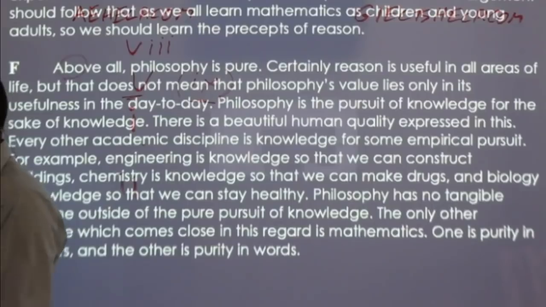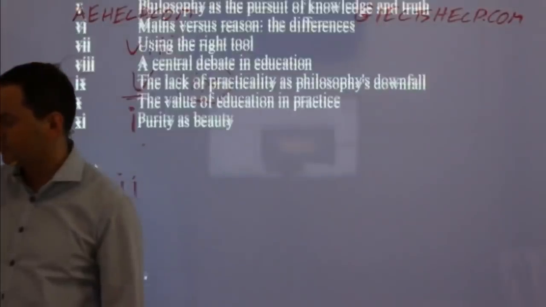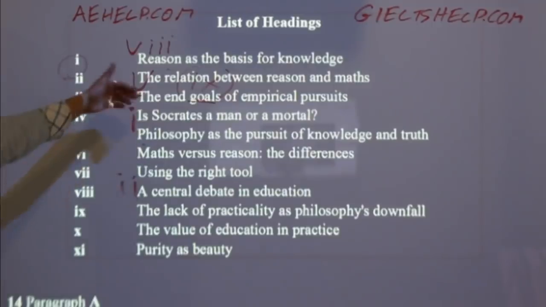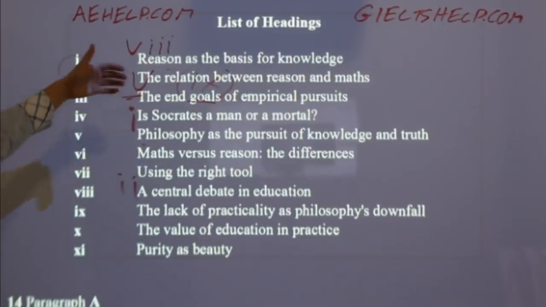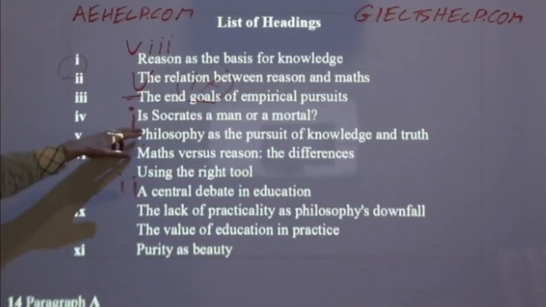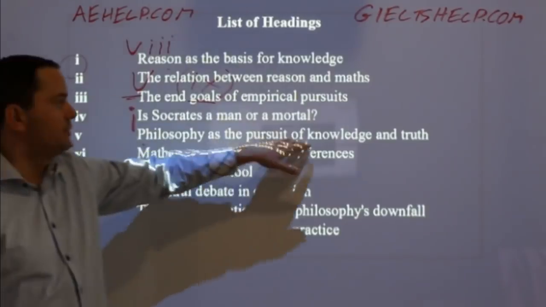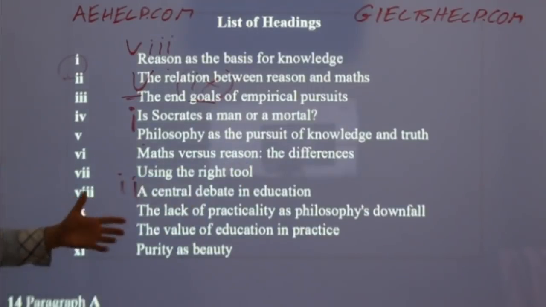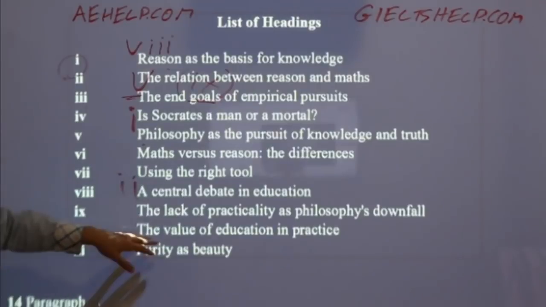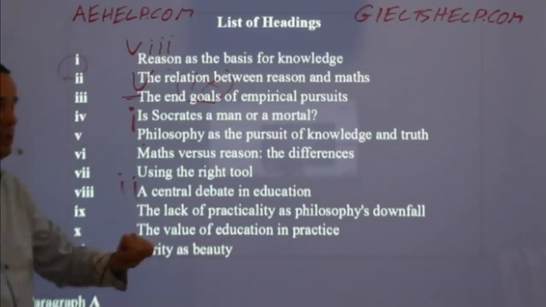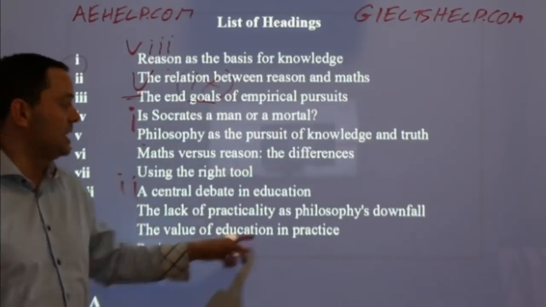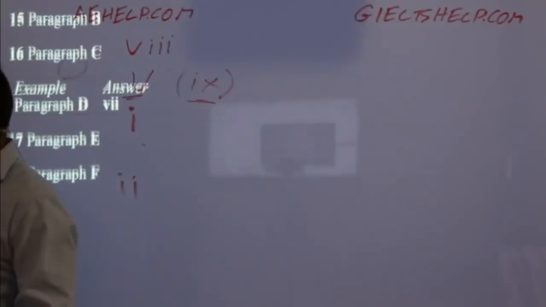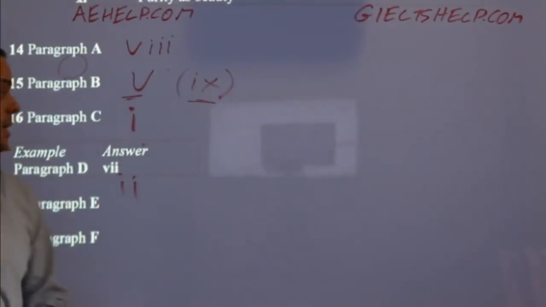Let's see if any of these choices match to what I just said. Okay, so here we go. The reason as the basis for knowledge. The relationship, nope. The end goals, I saw the word empirical pursuits, but I don't think that's what it was about. Philosophy as the pursuit of knowledge and truth. I use that one, and I'm not sure about that. So math versus reason, using the right tool. Essential debate, I use that one. The lack of practicality, the value of education and practice. Purity as beauty. Okay, that one is really close. Purity as beauty in philosophy is all that it's missing. So I might as well go with number 11. It's almost a verbatim match. Absolutely. So let's get it in there.